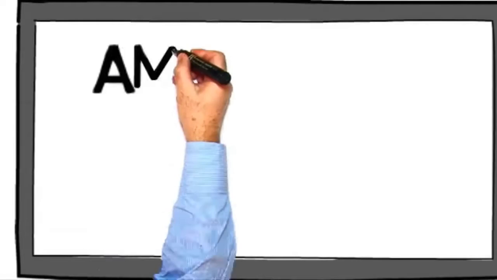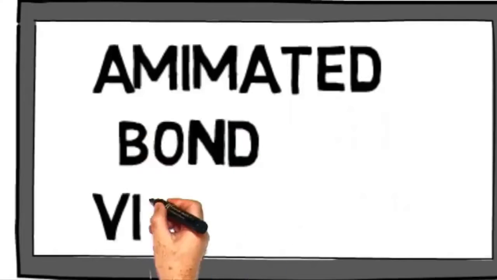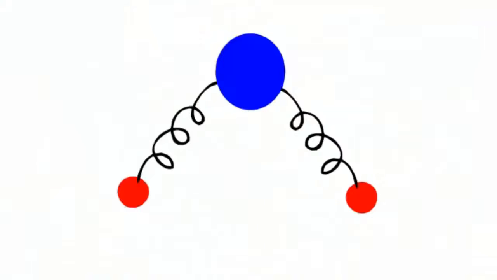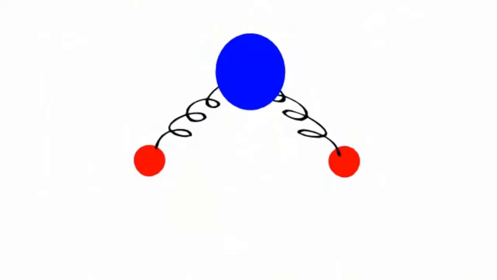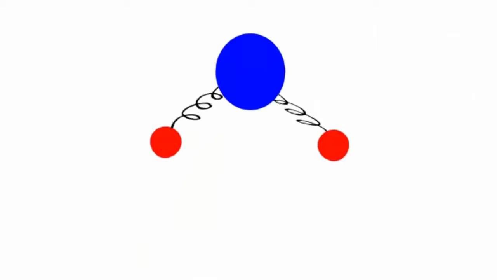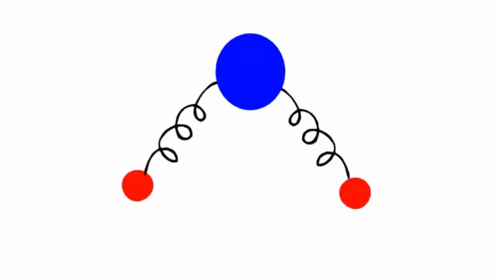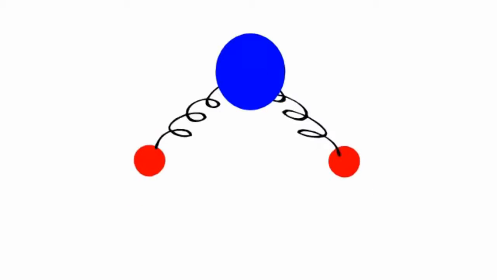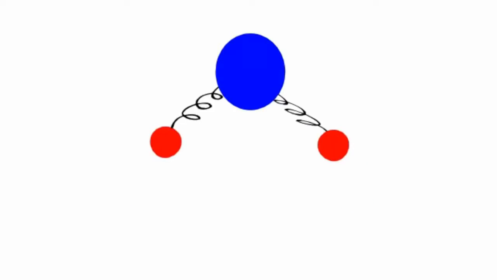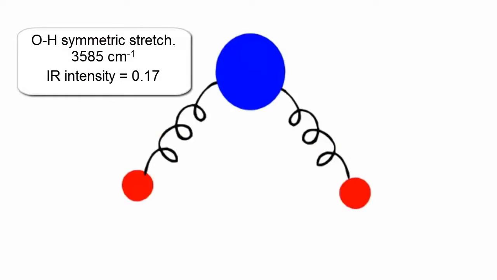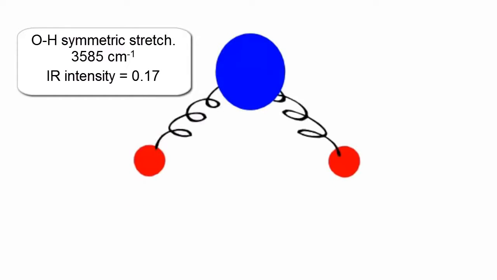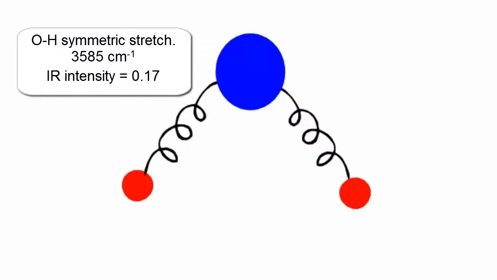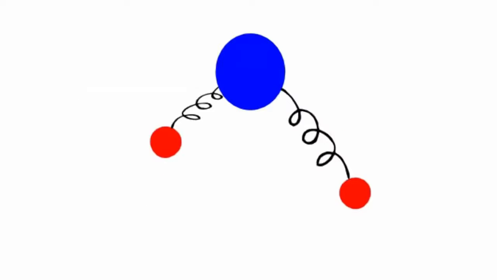Next, let me show you some animations that I've prepared to illustrate these types of vibrations found within molecules. I begin here with a water molecule. The blue represents an oxygen atom and the red's hydrogen atoms. What type of vibration do you see here in the water molecule? This is of course the symmetric stretch of the OH bonds. Occurs around 3,585 reciprocal centimeters with a relatively small intensity of about 0.17.